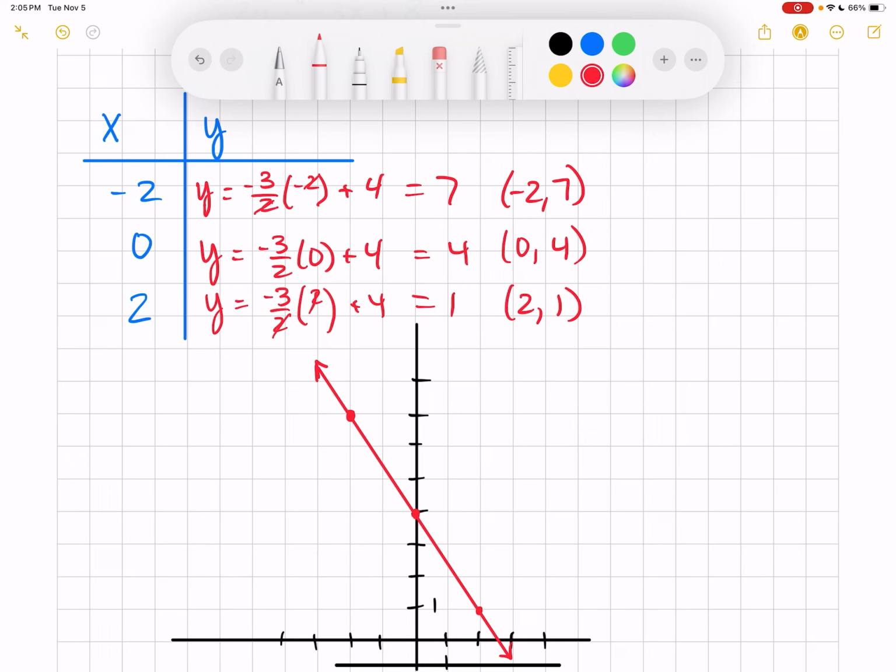That should be +4, and that should be a 7. That one I don't think is right though. I don't have that one done, but.